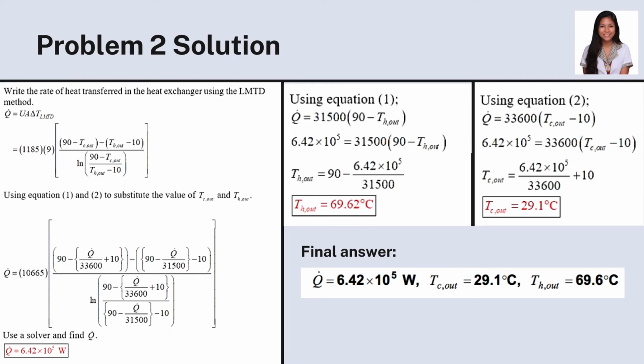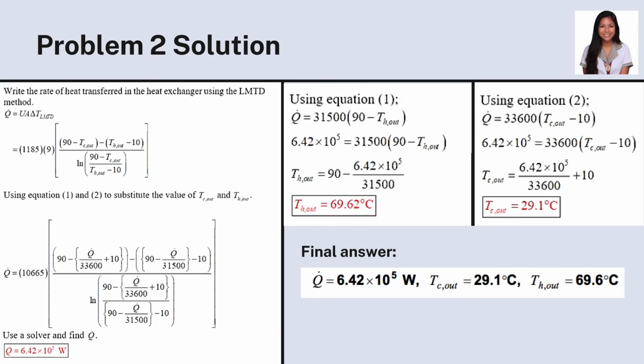So again, the rate of heat transfer may also be expressed using the logarithmic mean temperature difference, and it will be given by Q equals the overall heat transfer coefficient multiplied by the area multiplied by the logarithmic mean temperature difference. Now, by using equation 1 and equation 2, which I mentioned earlier, to substitute the values of the cold fluid temperature and the hot fluid temperature of the outlet stream, we can then get Q at 6.42 times 10 raised to the power of 5 watts.